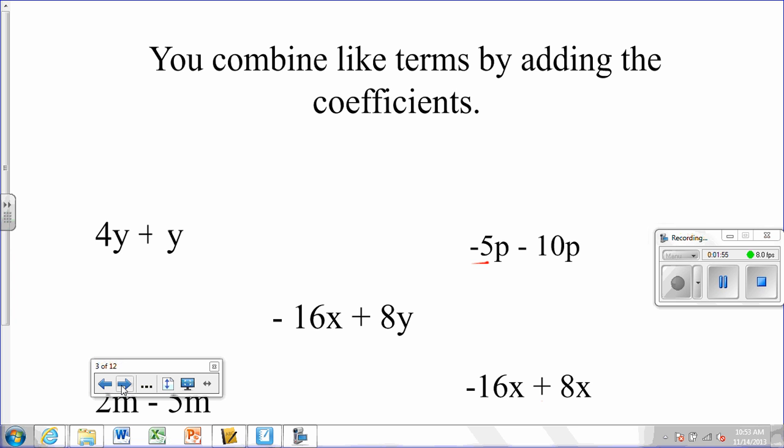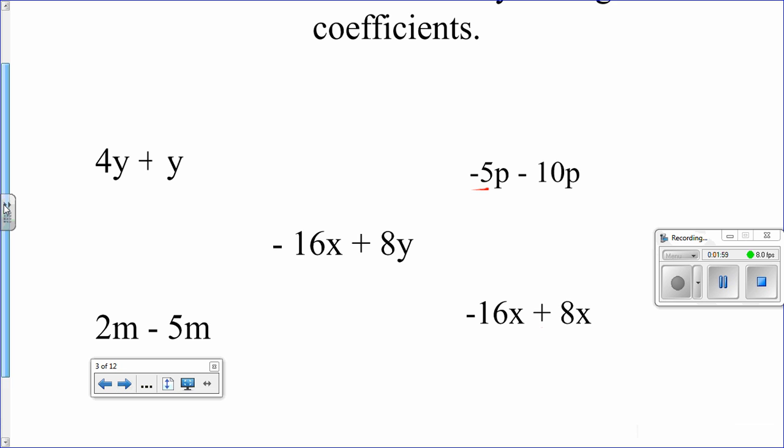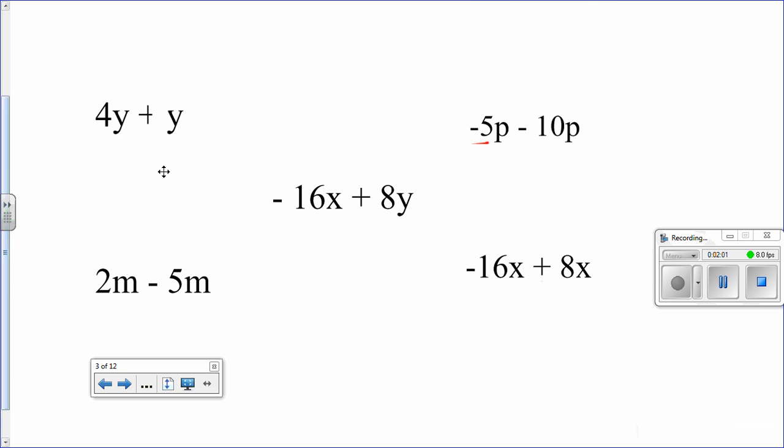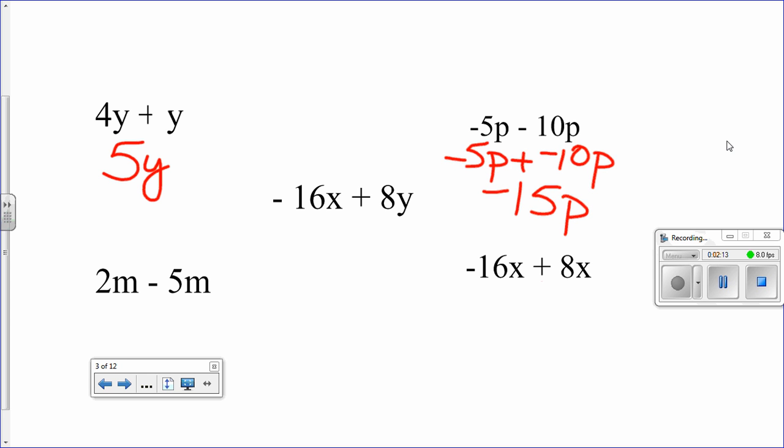You combine like terms by adding the coefficients. Now I know we've already done a lot of work on this, so hopefully it'll be pretty easy for you. y plus y is 2y. Negative 5p minus 10p becomes negative 5p plus negative 10p, which combines to be negative 15p.